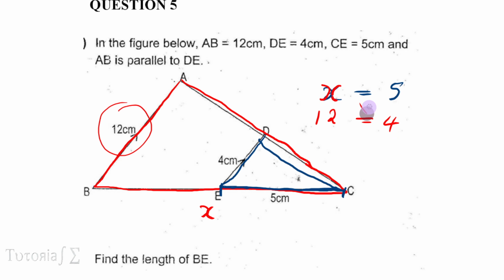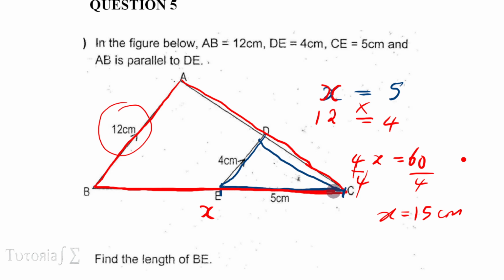Okay, and here you cross multiply and you get your 4x equal to 5 times 12, give you 60. So this times that will be 60. Then you say over 4. This will give you x as 15 centimeters. So you have your entire length here, which is 15 centimeters.